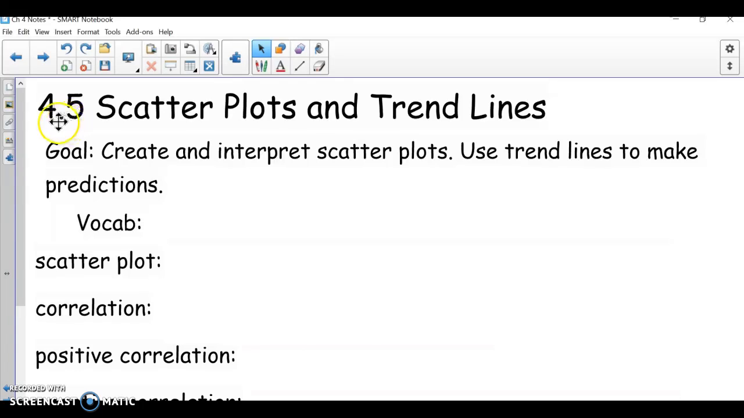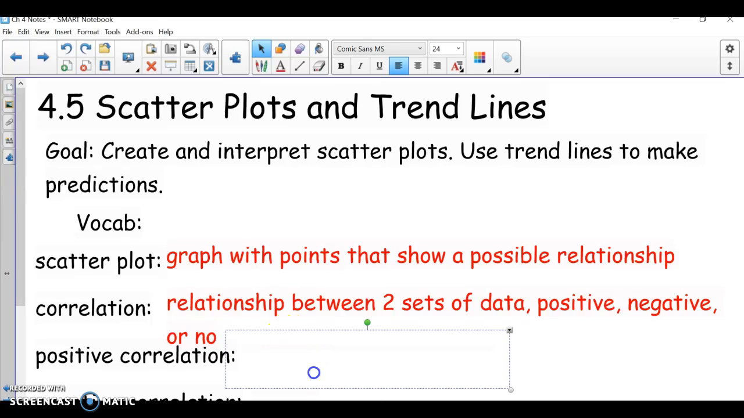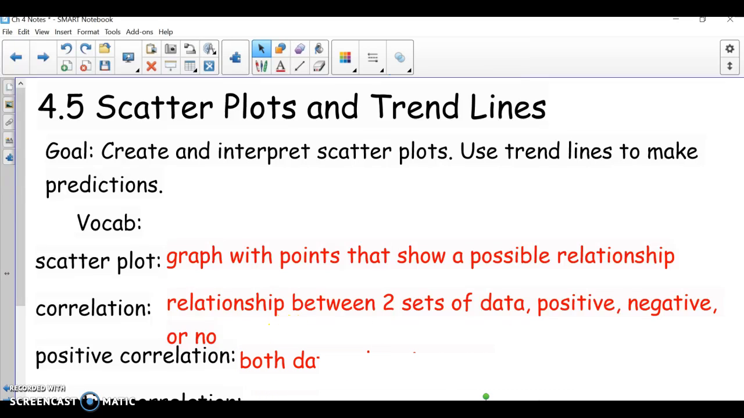We're going to look at Chapter 4, Section 5 today, Scatter Plots and Trend Lines. You can see we've got our goal to create and interpret scatter plots and use trend lines to make predictions. There are quite a few vocab terms, so if I can clear some of these away, give you some time to take a look at these and write them down.